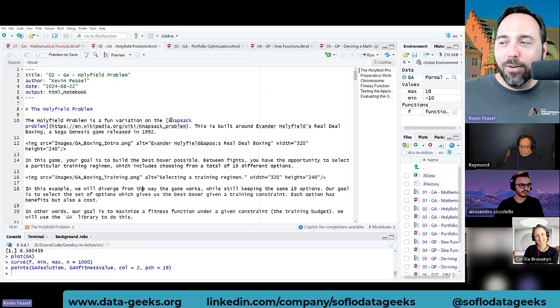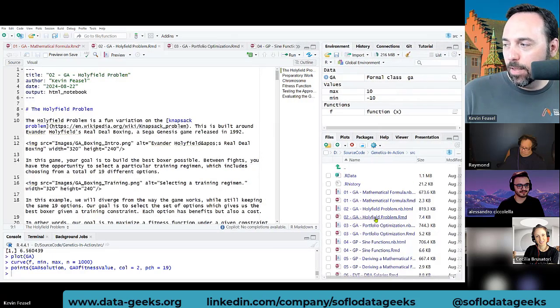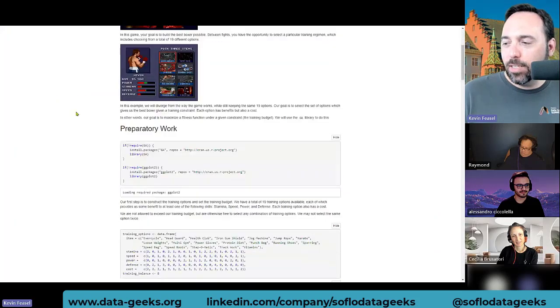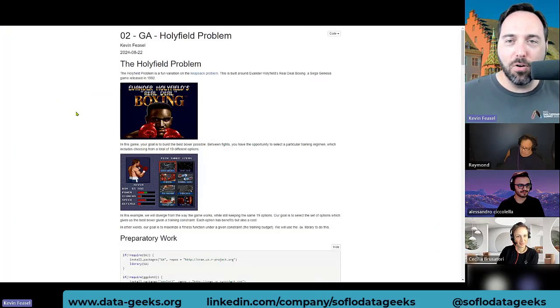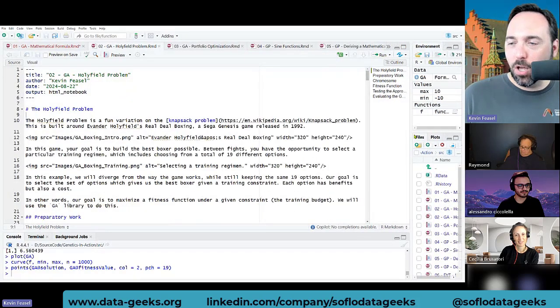This is the Holyfield problem. Now, this is actually just a variant of the knapsack problem, but I figured, I remember the game. I had fun with the game and kind of enjoyed it. By the way, if you do want to see, in the repo, I do also have HTML results. So you can see the notebook is more like a classic notebook. So you're welcome to check those out. But we're going to focus here mostly on the code.